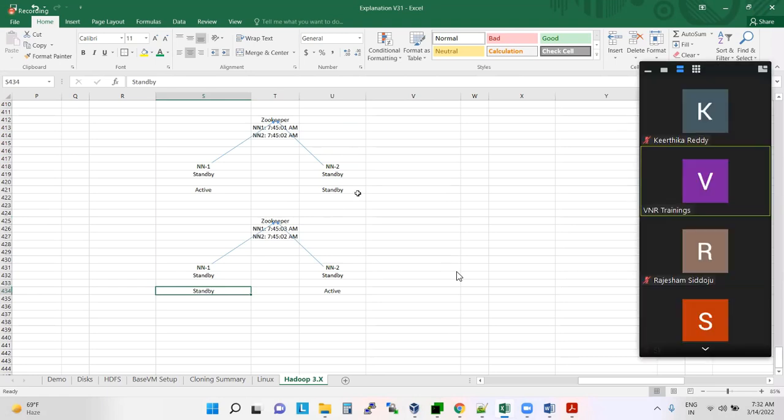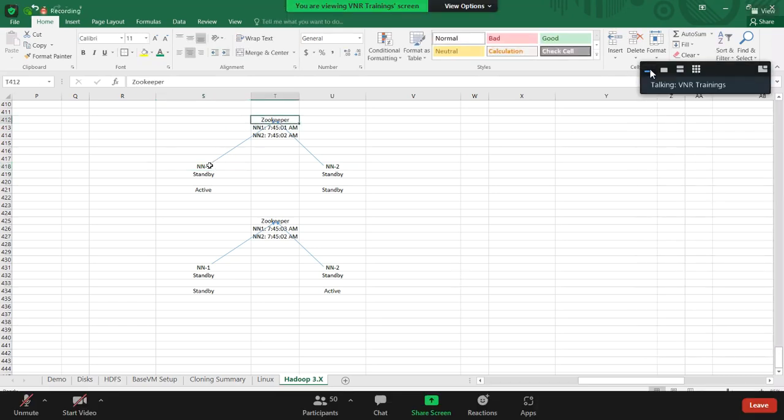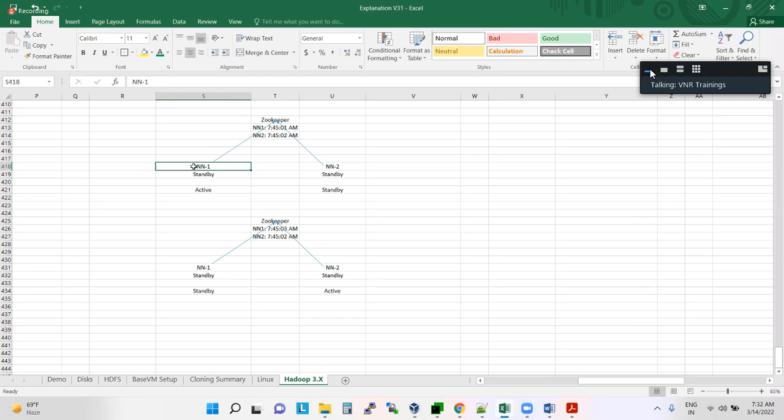Now the question is: is name node depending on Zookeeper? Is name node a dependent software for Zookeeper? Or is Zookeeper a dependent software for name node? Zookeeper is a dependent software.